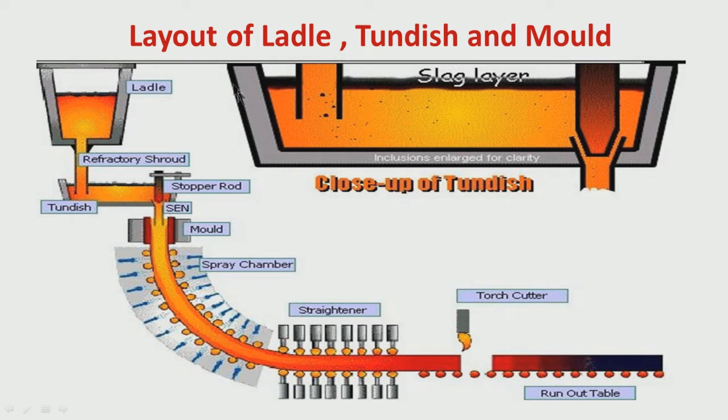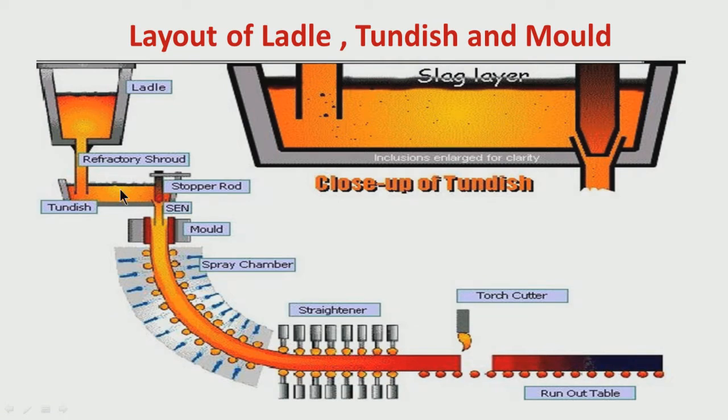One Ladle will be emptied, another Ladle will come. The Tundish acts as the buffer, so continuous flow to the mold is possible. We can go to 10, 15, 20, even hundreds of heats. One after another Ladle will come, and the Tundish will be there.